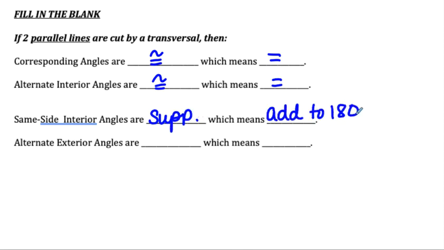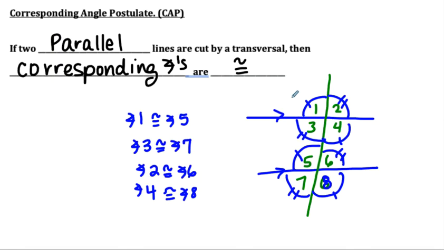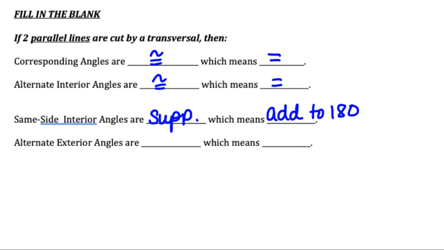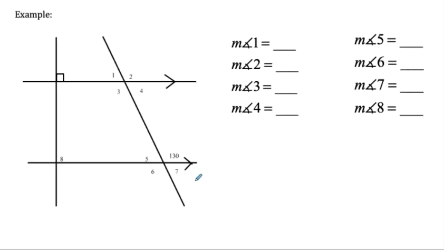All right, let's see if we can figure out the last one. Let's go back to that first picture. Alternate exterior angles. What do you notice about my markings that I came up with? You guessed it, alternate exterior angles are also congruent, which means equal. All right, but we have to be able to use this. So let's look at an example.